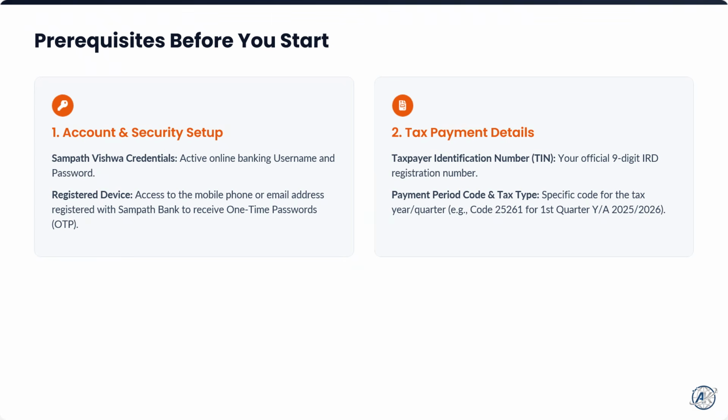Before we begin, make sure you have your Sampath Vishwa Retail credentials ready, including your active online banking username and password. Also, have access to your registered mobile phone or email to receive one-time passwords. You'll need your official 9-digit taxpayer identification number and the correct payment period code and tax type for the tax year or quarter you're paying for.